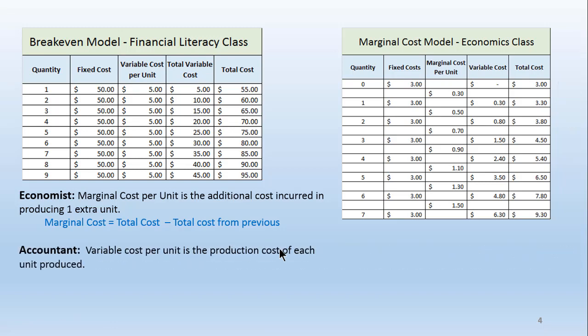So let's take a look at an accountant. An accountant says variable cost per unit is the production cost of each unit produced. Now that makes sense. And we even use the exact same mathematics to get the number.